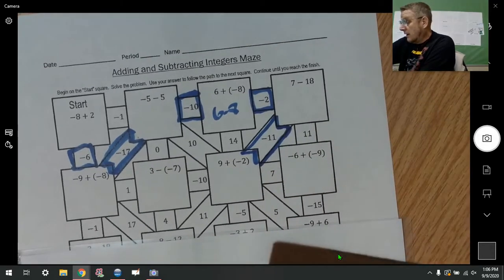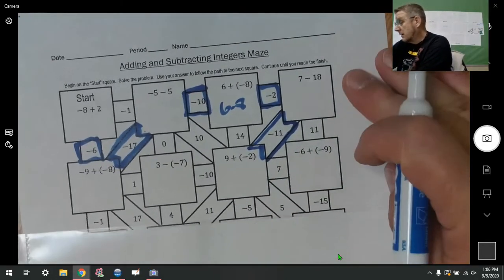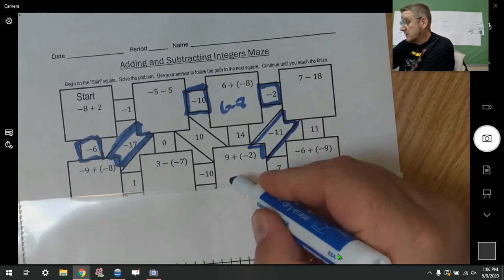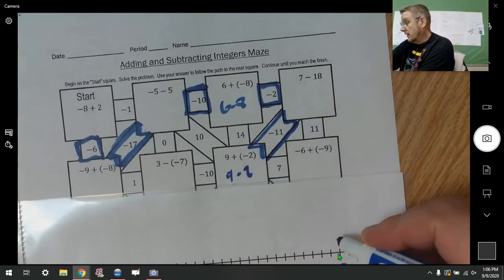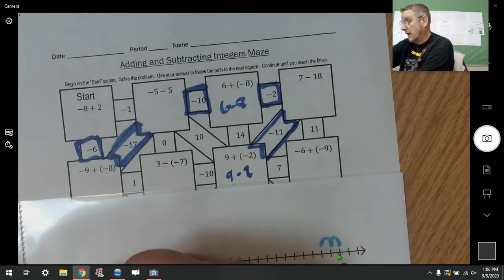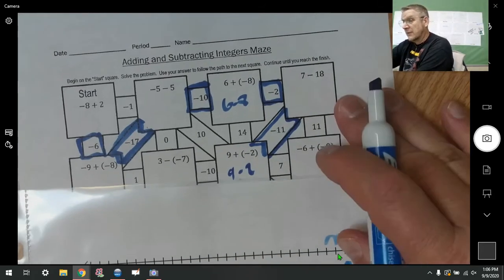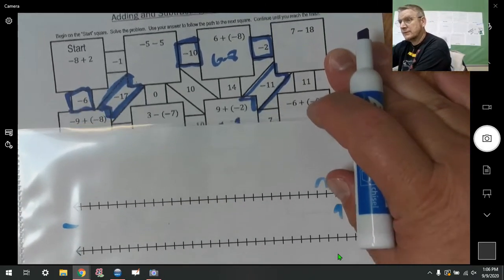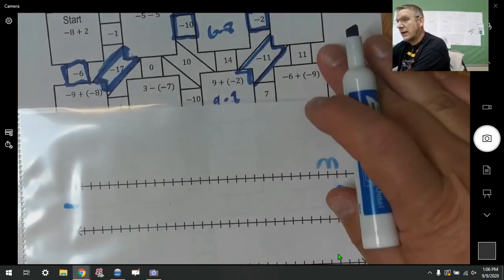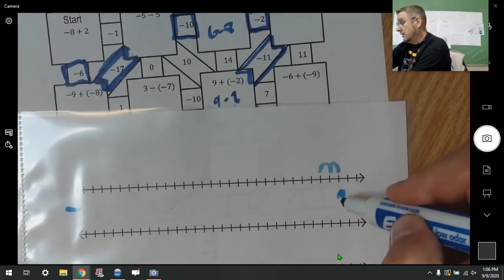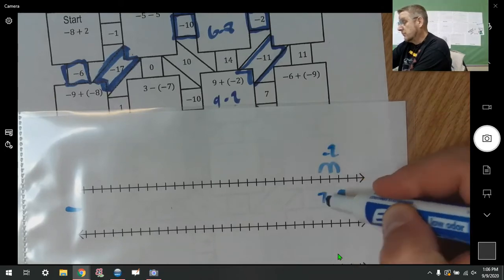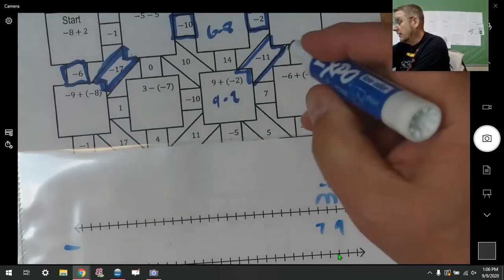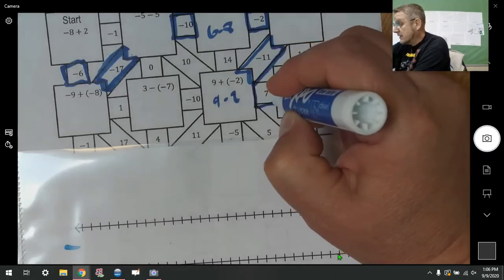So now I have 9 plus a -2, which would be the same as 9 minus 2. So here I start at 9, I subtract 2, I go in the negative direction 2. I'm going to put that to where you can see it. So I've got 9 minus 2. So that's 9, and I'm going to go in the negative direction 2, which would put me at 7. So if I look here, this one here is 7.